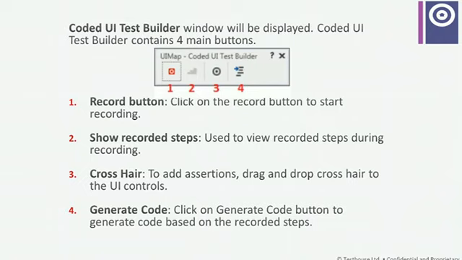Okay, there's something called a crosshair tool. That's to add your assertions or what it is you're actually trying to test, and then you have to specify exactly what element or what attribute of that control you're trying to test against. Okay, but you'll see that in the demonstration, and then you can generate the code, which is actually the coded UI. The coded part of it is actually turning those recordings into code.